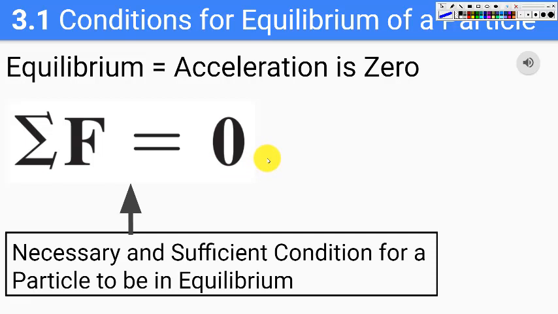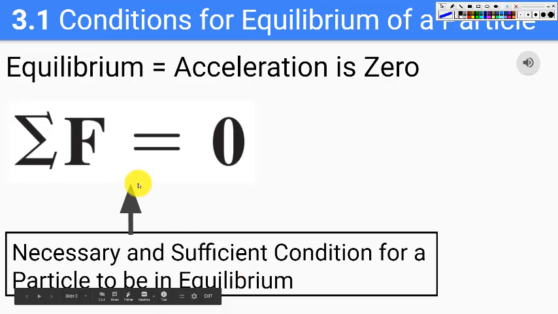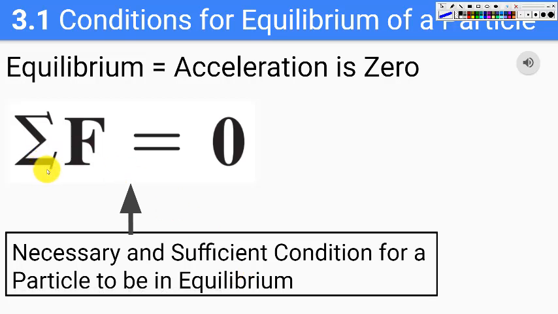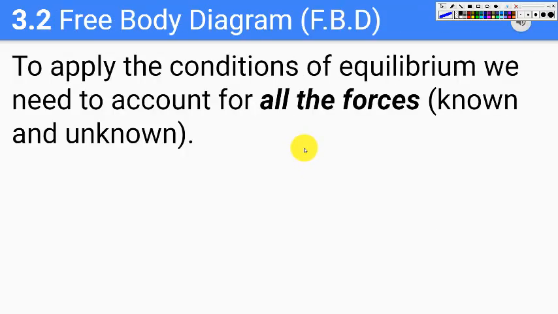What does that mean? That if the sum of all the forces is equal to 0, we would have equilibrium, and on the other hand, if we have equilibrium, then that implies that the sum of all the forces is equal to 0. This is what we call an if and only if condition.